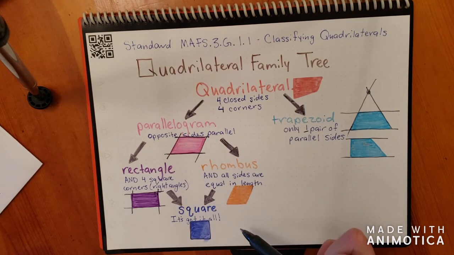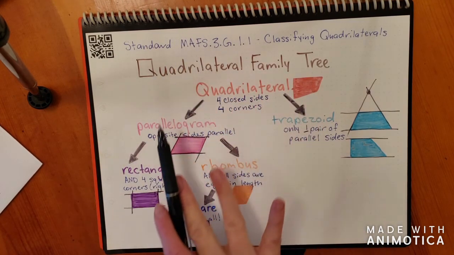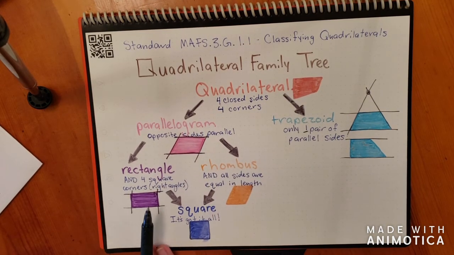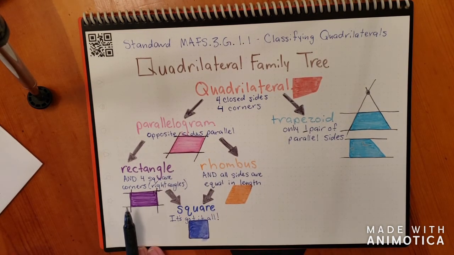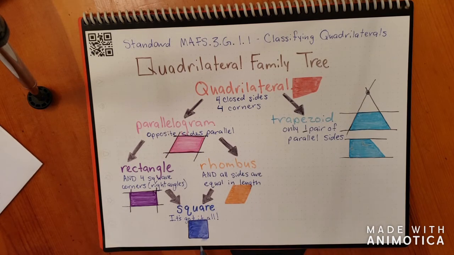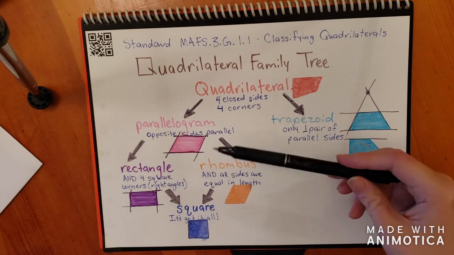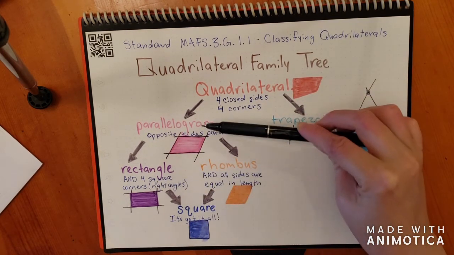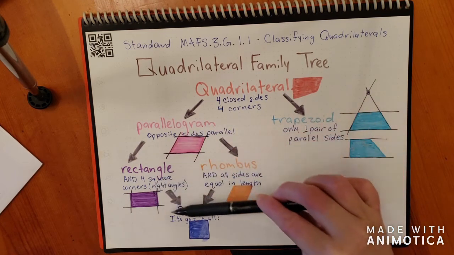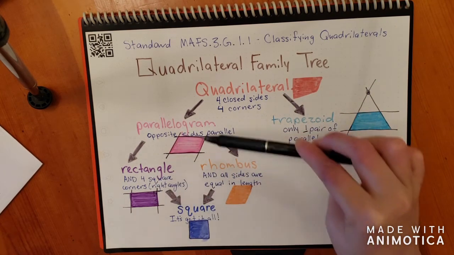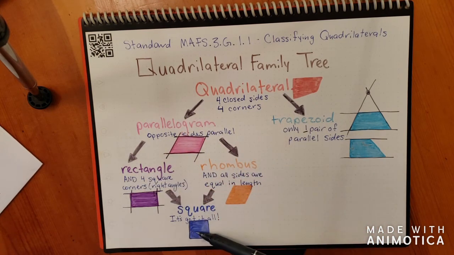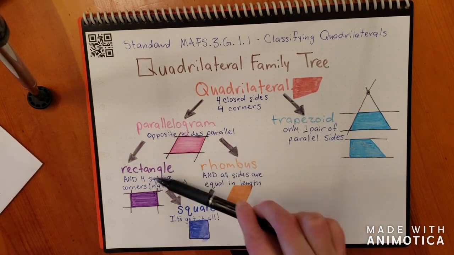Anyway, it's got it all. It has all of these things going down for this side, the parallelogram side of the quadrilateral family tree. So the square, super special. It's a special type of quadrilateral. It is a special type of parallelogram. It is a special type of rhombus, and it is a special type of rectangle. So a square has all of these classifications.